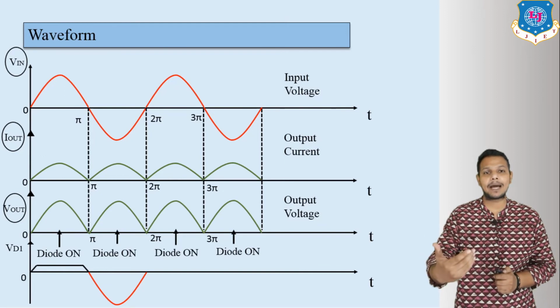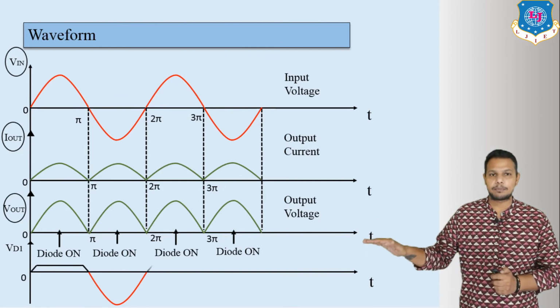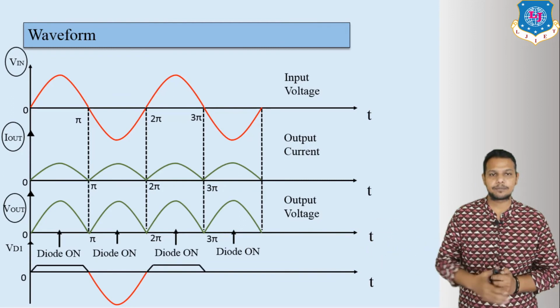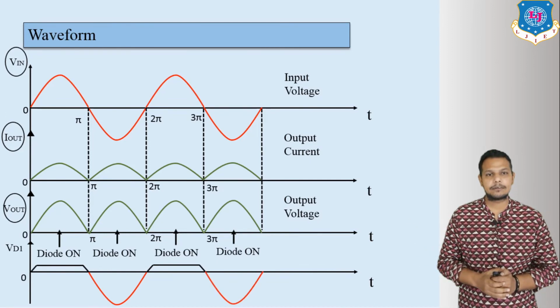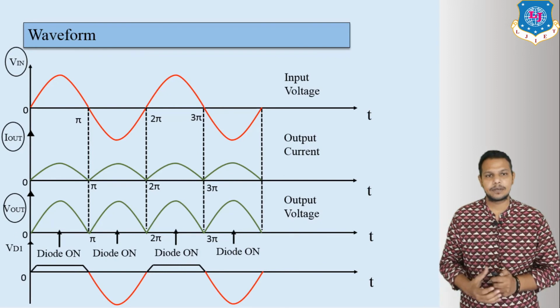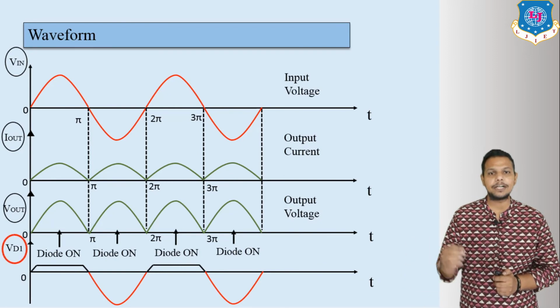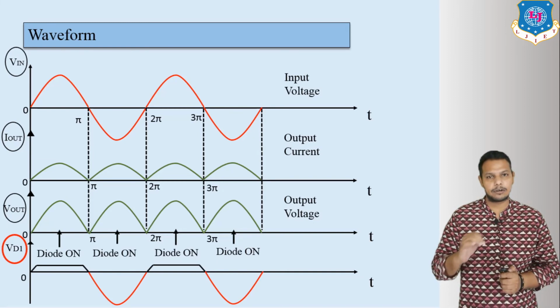Again, if you apply a positive half cycle at the input terminal, then you will get 0.7 volts across diode D1. Similarly here, if you apply negative, then you will get the same negative waveform. So this is VD1, that means diode D1 voltage.